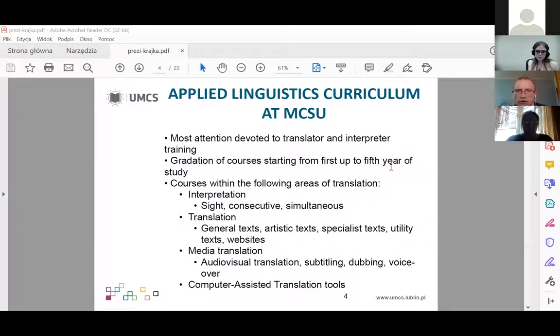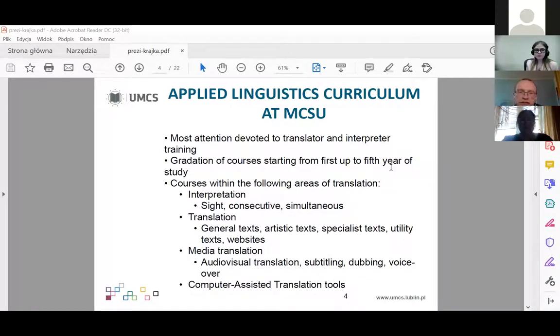Within that program, of course, just as I said, most attention is devoted to translator and interpreter training. And this means that translator training starts from the very first day of the very first year. And of course, it starts with relatively simple tasks, with sight translation, later on proceeding to consecutive translation. And it's only in the final years of the graduate program that we go to simultaneous interpretation.